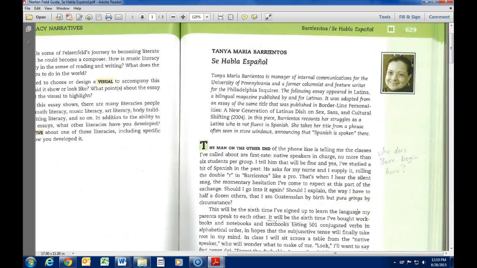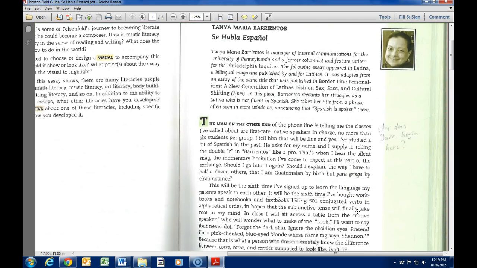As I mentioned, Se Habla Español begins in the middle with her conversation with the man on the other end of the phone line, who is telling me the classes I've called about are first rate. Authors, writers make decisions about what words to put on the page. Why does Barrientos begin here? What effect does that have on the reader?